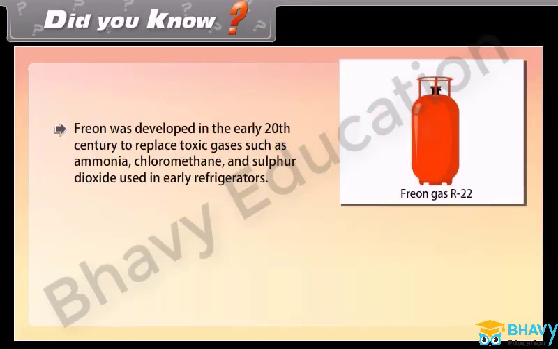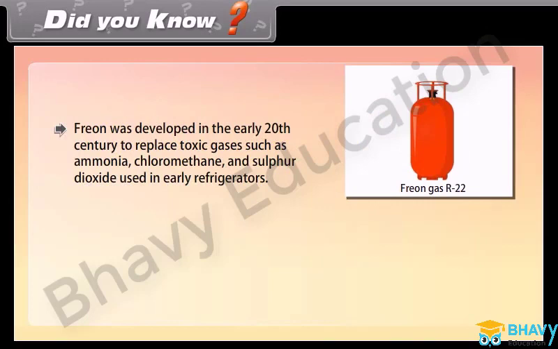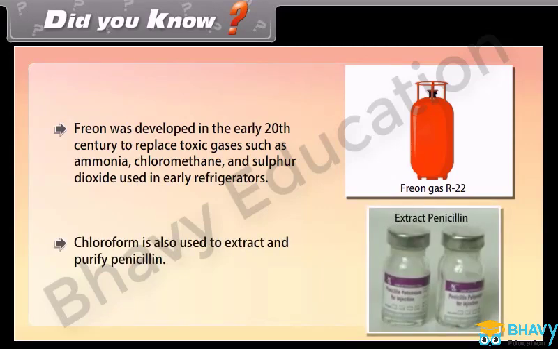Did you know? Freon was developed in the early 20th century to replace toxic gases such as ammonia, chloromethane, and sulfur dioxide used in early refrigerators. Chloroform is also used to extract and purify penicillin.